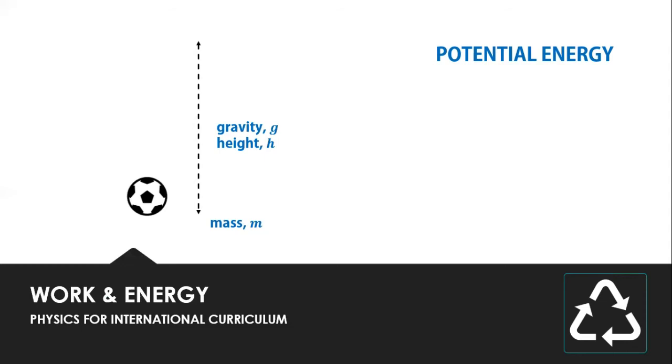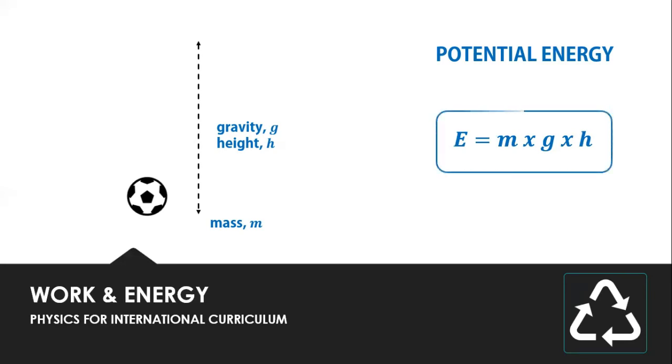This potential energy works on the y-axis, or vertical axis. So potential energy is formulated as m times g times h, or E equals m g h, and is measured in joules. Is it clear, everyone?